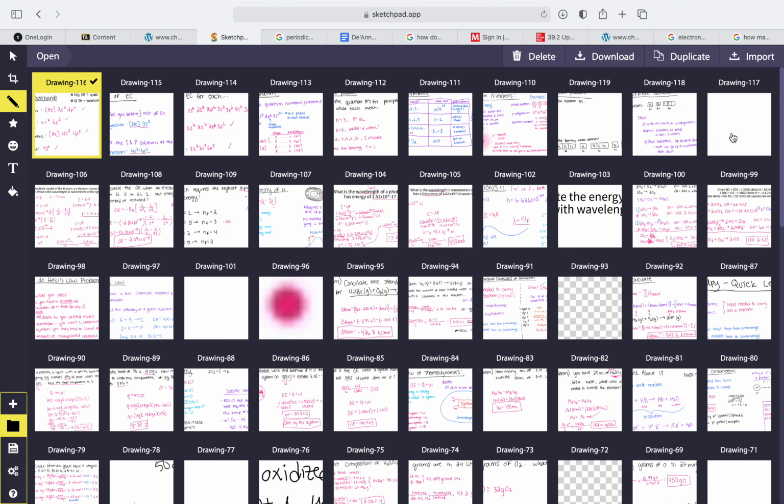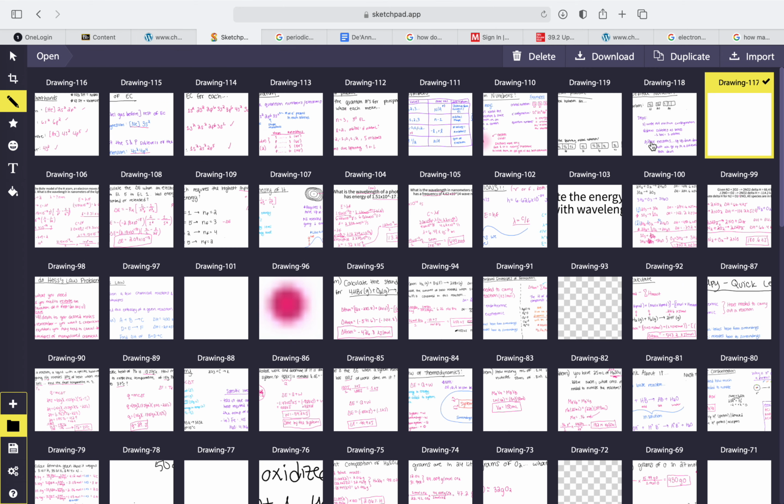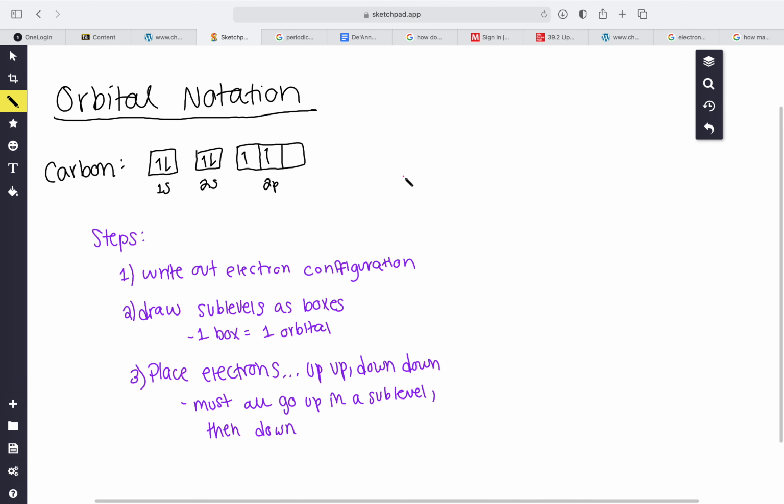We have one last thing to cover. Is this just a blank page? All right, that's just a blank page. The last thing we're going to cover is orbital notation. Orbital notation is pretty simple. Once you get down your electron configuration, orbital notation should be 100% easy. You're going to have no problem with this.